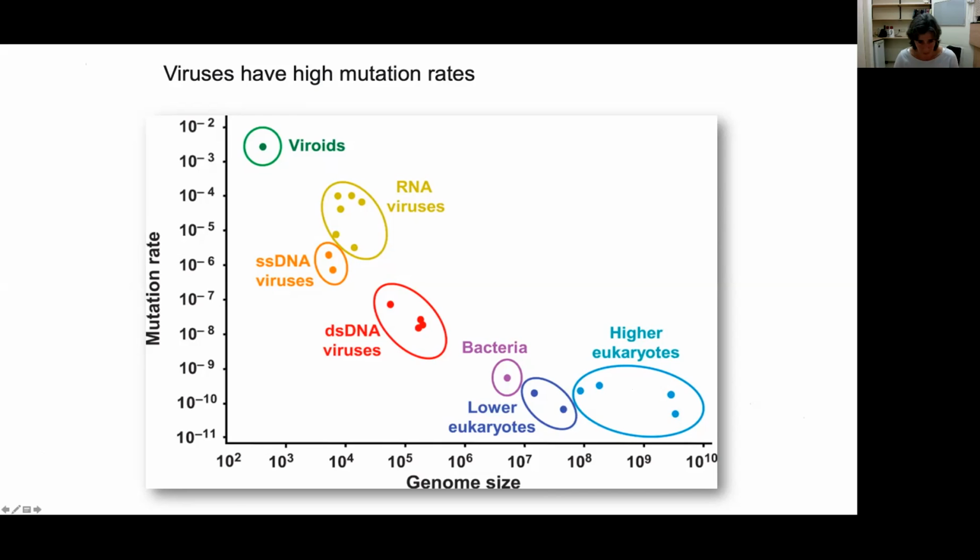So how do these viruses change? As you know, when we replicate our genomes, we have the ability to correct. We have DNA repair systems. You can see on the x-axis the genome size, and on the y-axis the mutation rate. And because we have a repair system, higher eukaryotes like us, although we have a big genome, one of the largest genomes on this graph, have a low mutation rate.